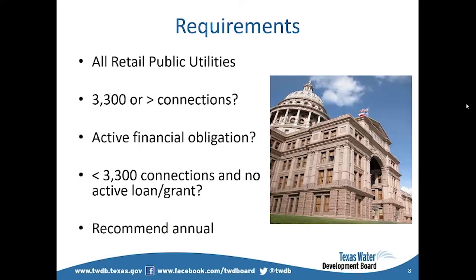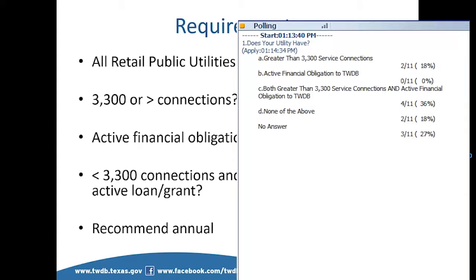Okay, I think the poll has ended. So let me just talk about the requirements before we look at this. It looks like we have about 36% that have both greater than 3,300 connections and also have an active financial obligation or loan or grant with us. None of y'all have just that active financial obligation, and a few have greater than 3,300 only.